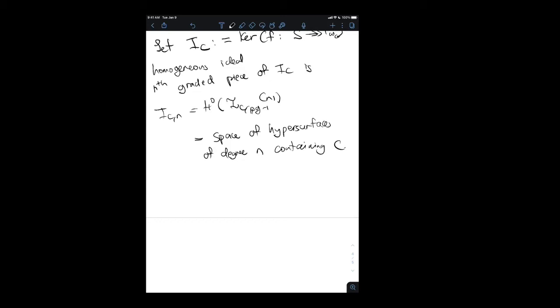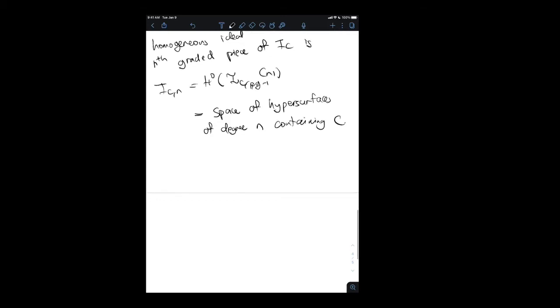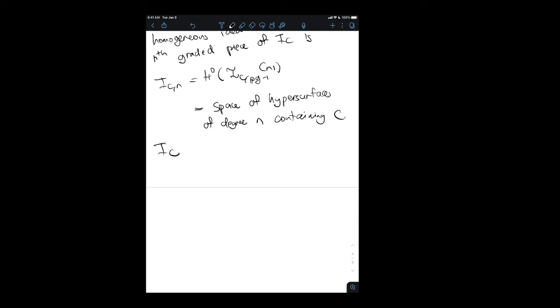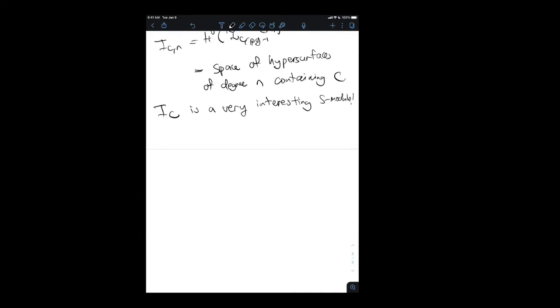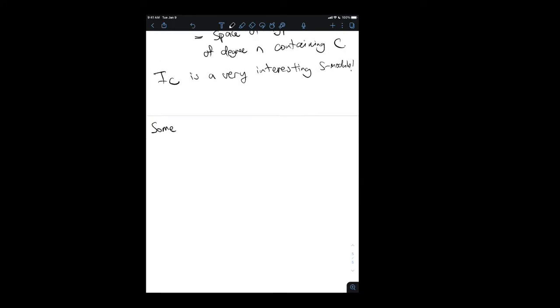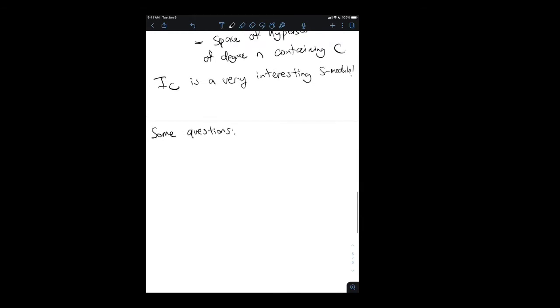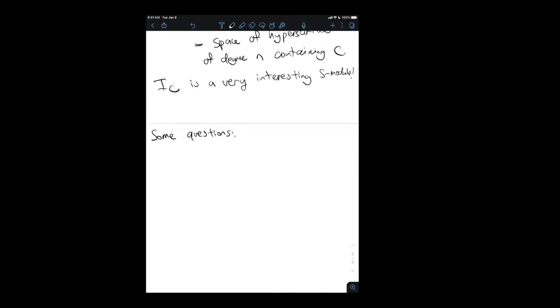Okay, so this is kind of the object that we're going to study. The ideal of the curve is a very interesting S module. So here's a few questions you can ask about it. So the first question you might want to ask about this homogeneous ideal is, what are the degrees of some generators of this when thought of as an S module?